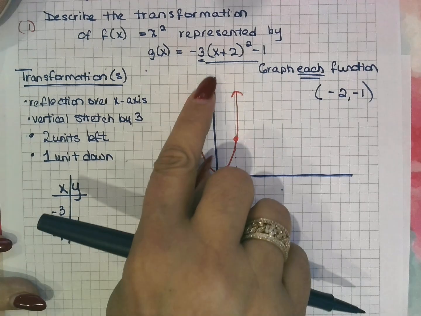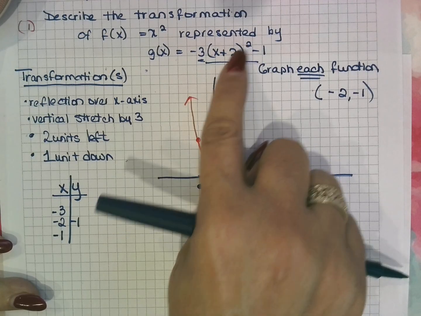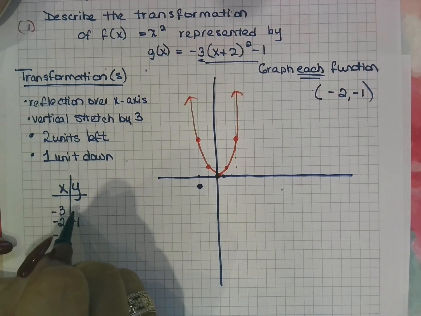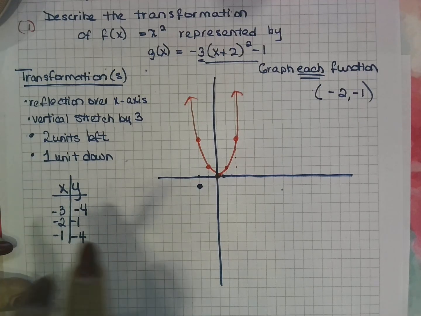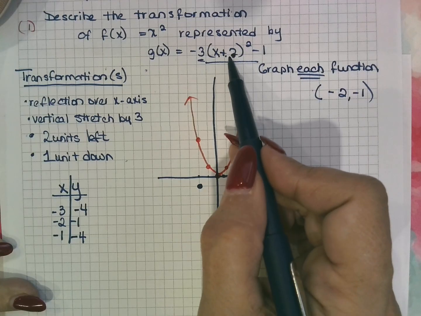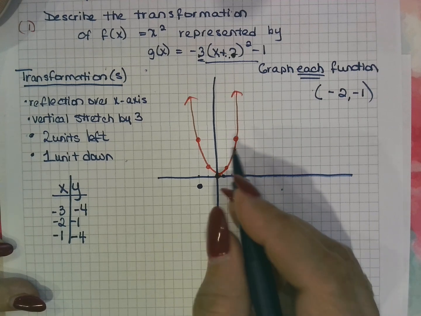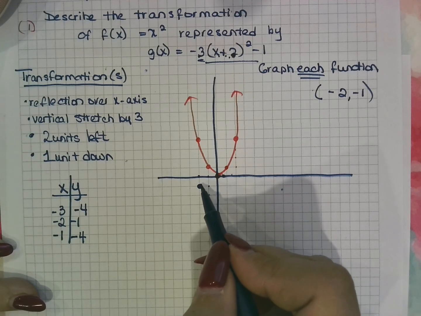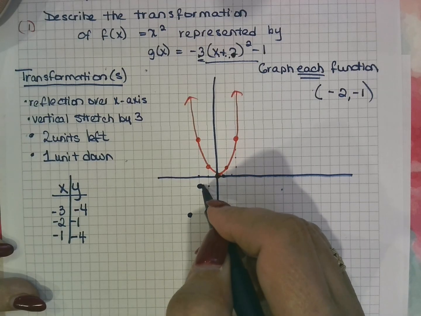So let's plug in a negative 3. Negative 3 plus 2, that's going to be negative 1. Negative 1 squared is positive 1. 1 times negative 3 is negative 3. Negative 3 minus 1 is negative 4. That means at negative 1, we're also going to get negative 4. But if you don't believe me, negative 1 plus 2, that's positive 1. 1 squared is 1. Negative 3 times 1 is negative 3. Negative 3 minus 1, negative 4. So at negative 1, we're down to 4, and at negative 3, we're also down to 4.